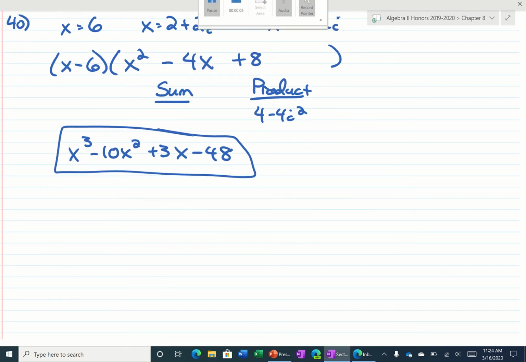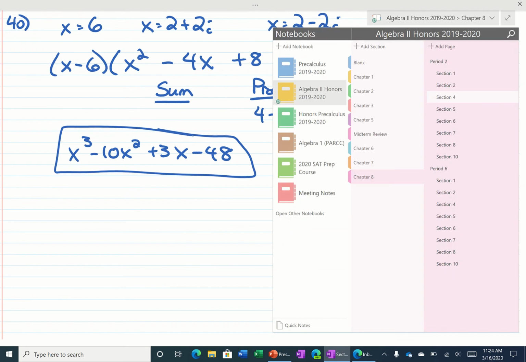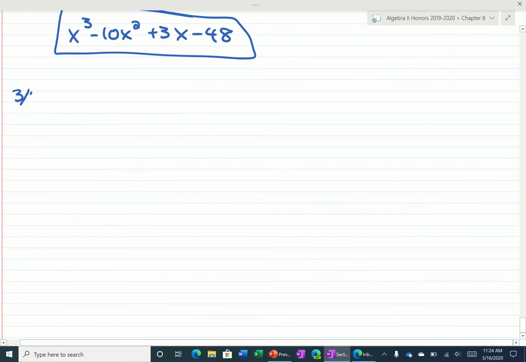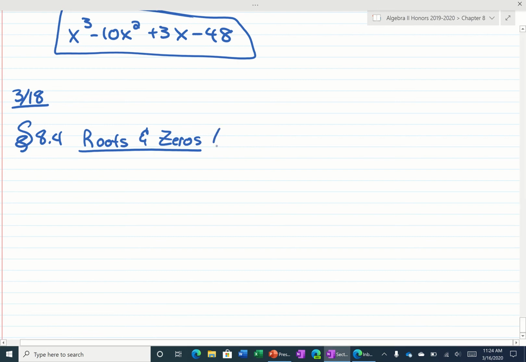Alright, so now that you've had a chance to take a look at the homework, I am excited to show you a new lesson. Today is the 18th, and this is section 8.4. We're going to be learning about roots and zeros. But specifically, we're going to be talking about this rule called Descartes' rule of signs.